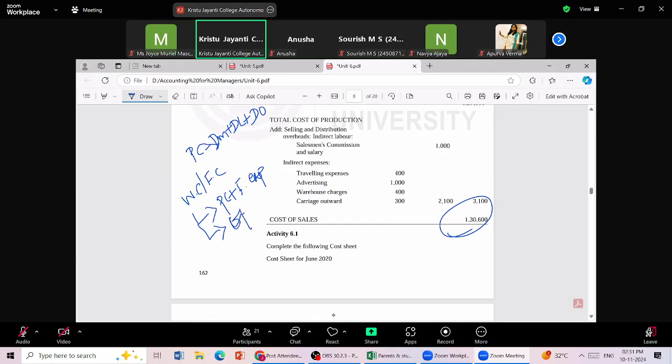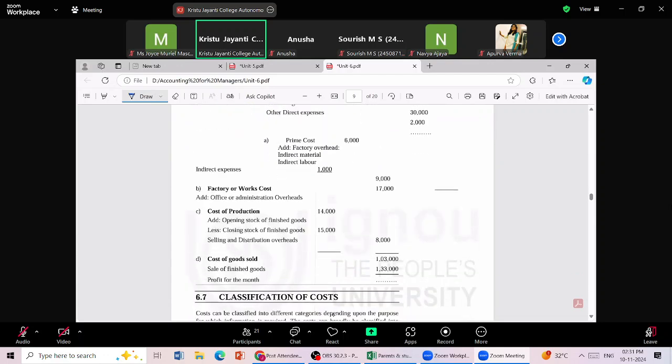In this, add all your office expense. You get your cost of production. To this, you add all your selling expense, you get cost of goods sold. This is the procedure for preparing a cost sheet. Any doubt in this, you can ask, or else we will move to the next.